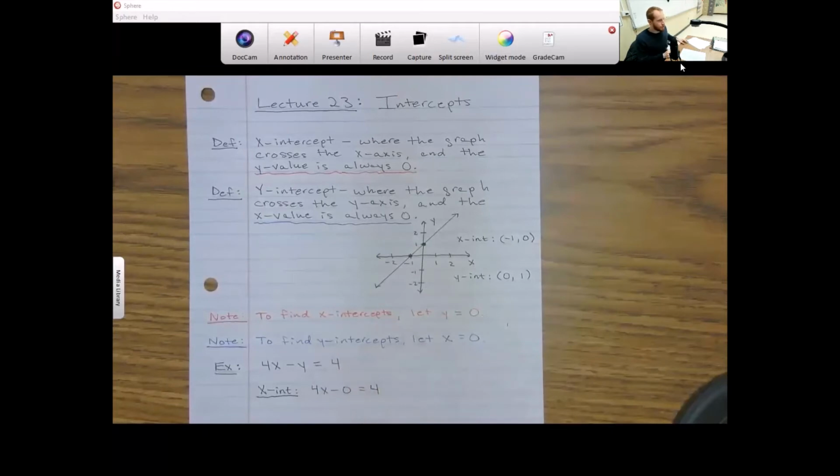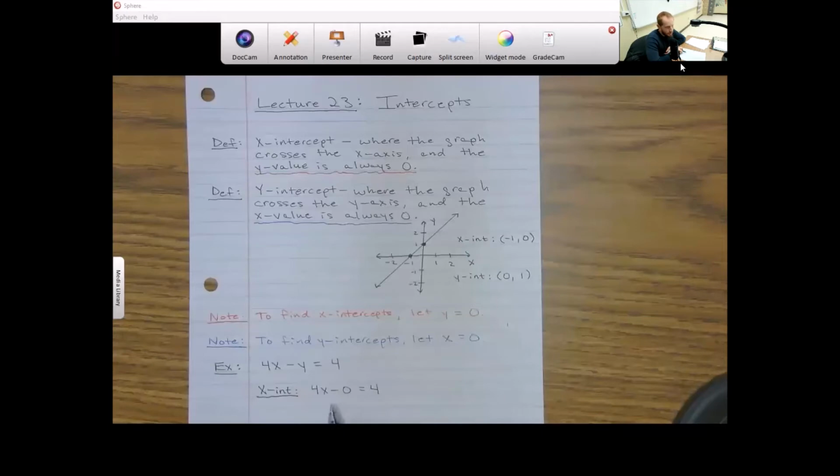4x minus 0 equals 4, right? So the only thing that I did was I kept everything the same. Almost everything is still the same, but I just let y be 0. Okay? Makes sense, right? So let's just go from there.